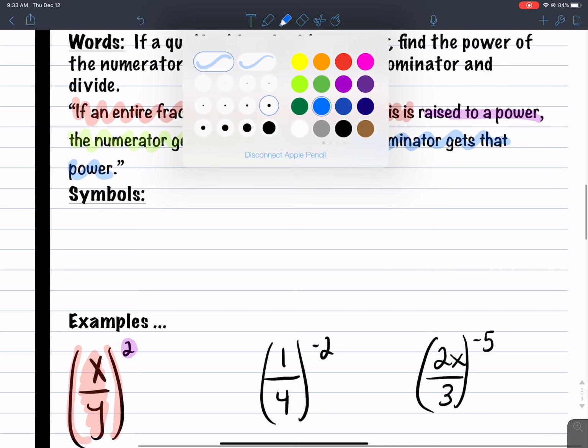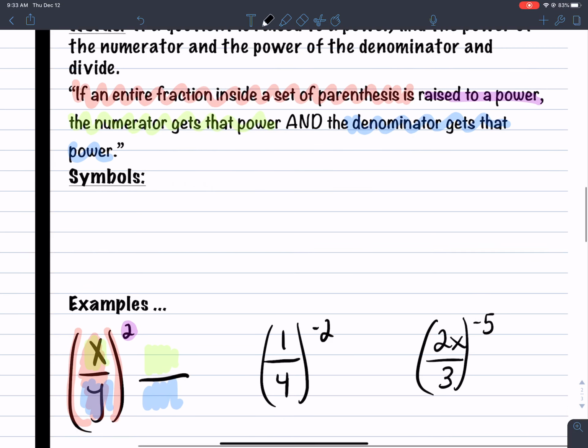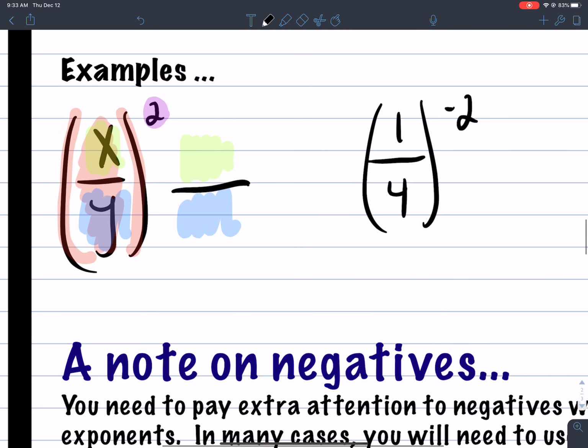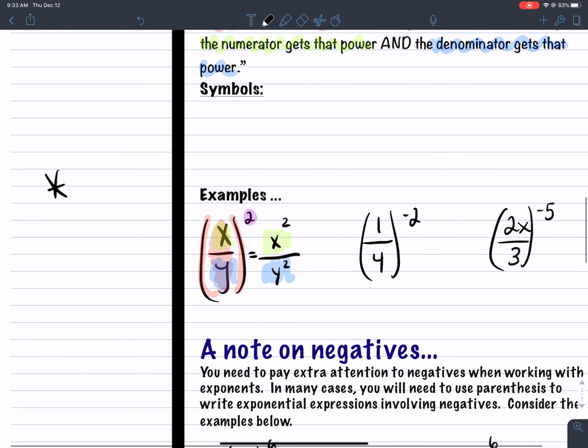So the way that I interpret it down here is the numerator is x, the denominator was y. So that means the numerator gets the power, so x gets the power, and then the denominator gets the power by itself. And that's how we would simplify that. Now, just like before, when we used our product rule, we want to use parentheses. So we're going to write it in symbols right away.